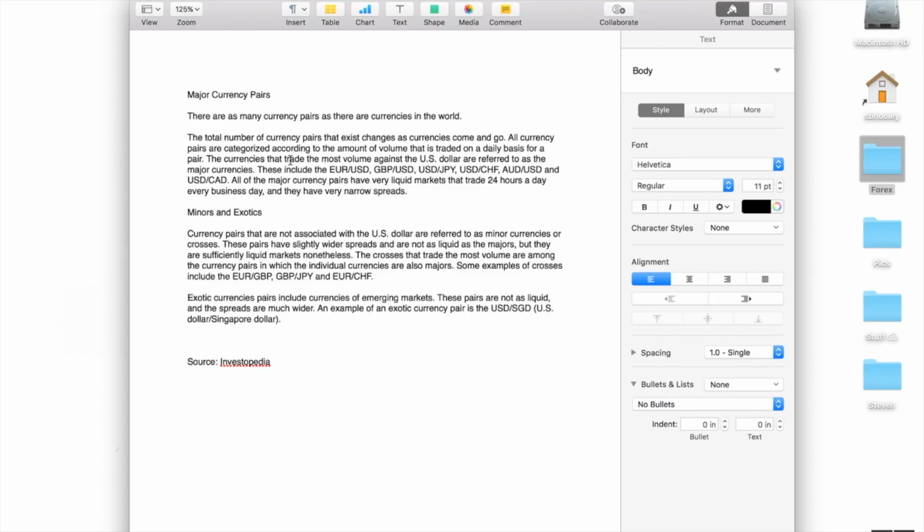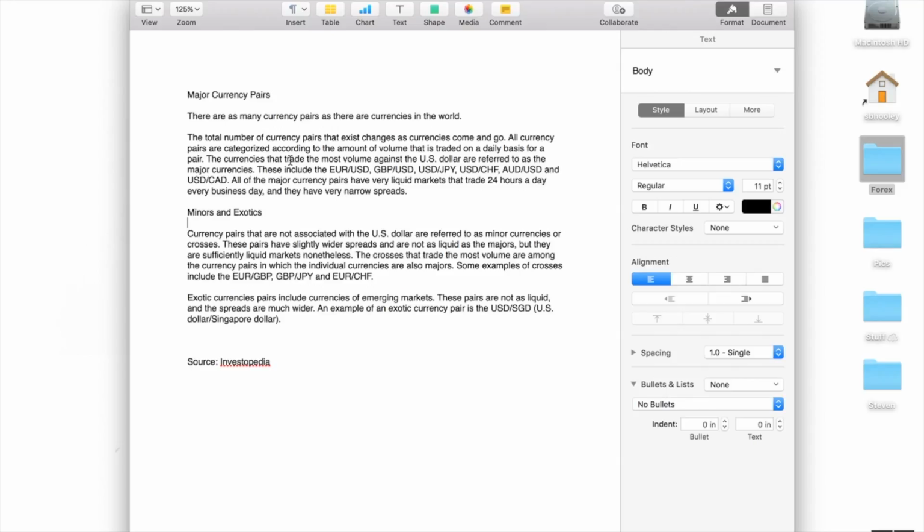Now, what is a major currency pair? There are as many currency pairs as there are currencies in the world. You've heard of the euro, you've heard of the US dollar, of course. That's kind of the world's major currency. You've heard of the Swiss franc, you've heard of the yen, all sorts of things, right? The total number of currency pairs that exist changes as the currencies come and go. It's a pretty simple concept. If the yen were to go away, there would be no more JPY pairs in foreign exchange, Forex.